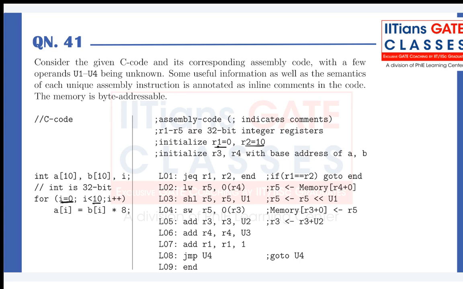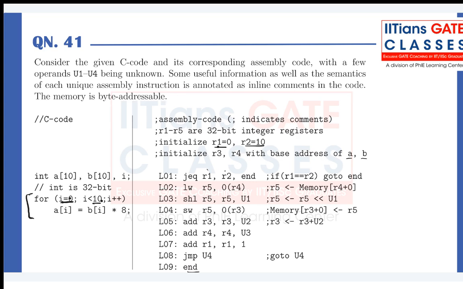R3 and R4 contain the base addresses of A and B, right? So if you look at the C code, you can read it properly. It goes from i equal to 0 to 10. When i is equal to 10, that time you stop. So when R1 is equal to R2, you stop. You go to end, right?